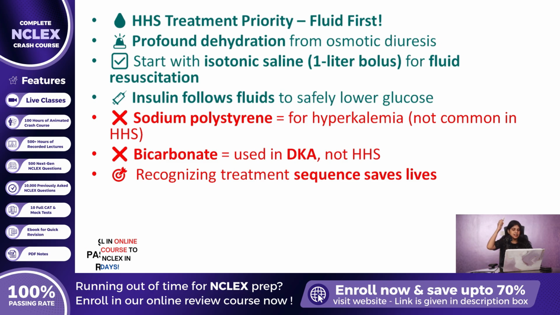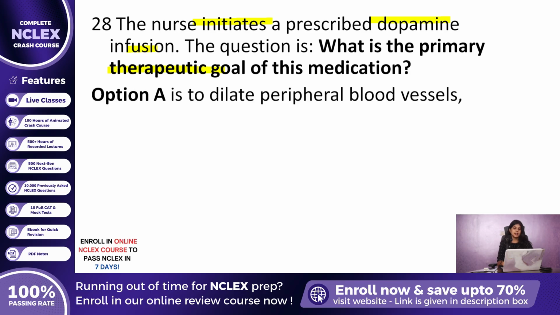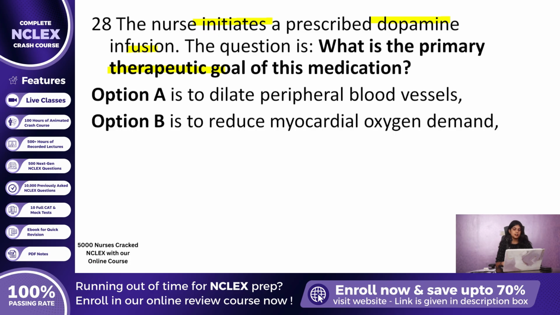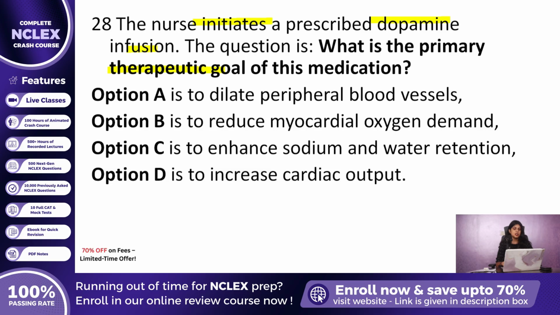And finally, we reach question 28, which focuses on pharmacologic management in critical care. The nurse initiates a prescribed dopamine infusion. The question is, what is the primary therapeutic goal of this medication? Here are the options. Option A is to dilate peripheral blood vessels. Option B is to reduce myocardial oxygen demand. Option C is to enhance sodium and water retention. And option D is to increase cardiac output. The correct answer is option D, increase cardiac output.